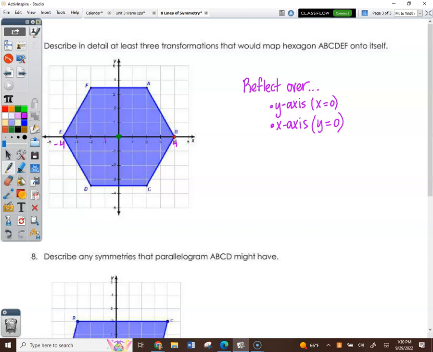What is a rotational symmetry? What's the smallest? 60. Why? Because you're not just throwing numbers out, are you? 60. Why is it 60? 360 divided by 6 sides. It is a hexagon. n is 6. So 360 divided by 6 would yield the smallest degree, which is 60.